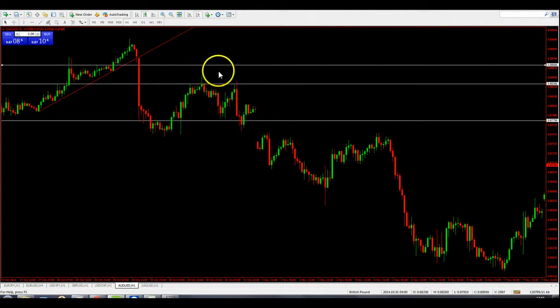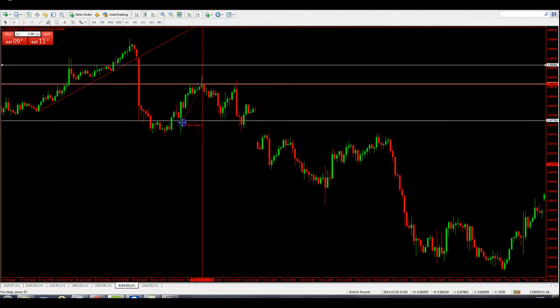And our 60 pip target or potential target is down here. Now you don't have to necessarily put a take profit level in. What we want to do is make sure that before we place this trade, it has the potential for more than double what you're risking.